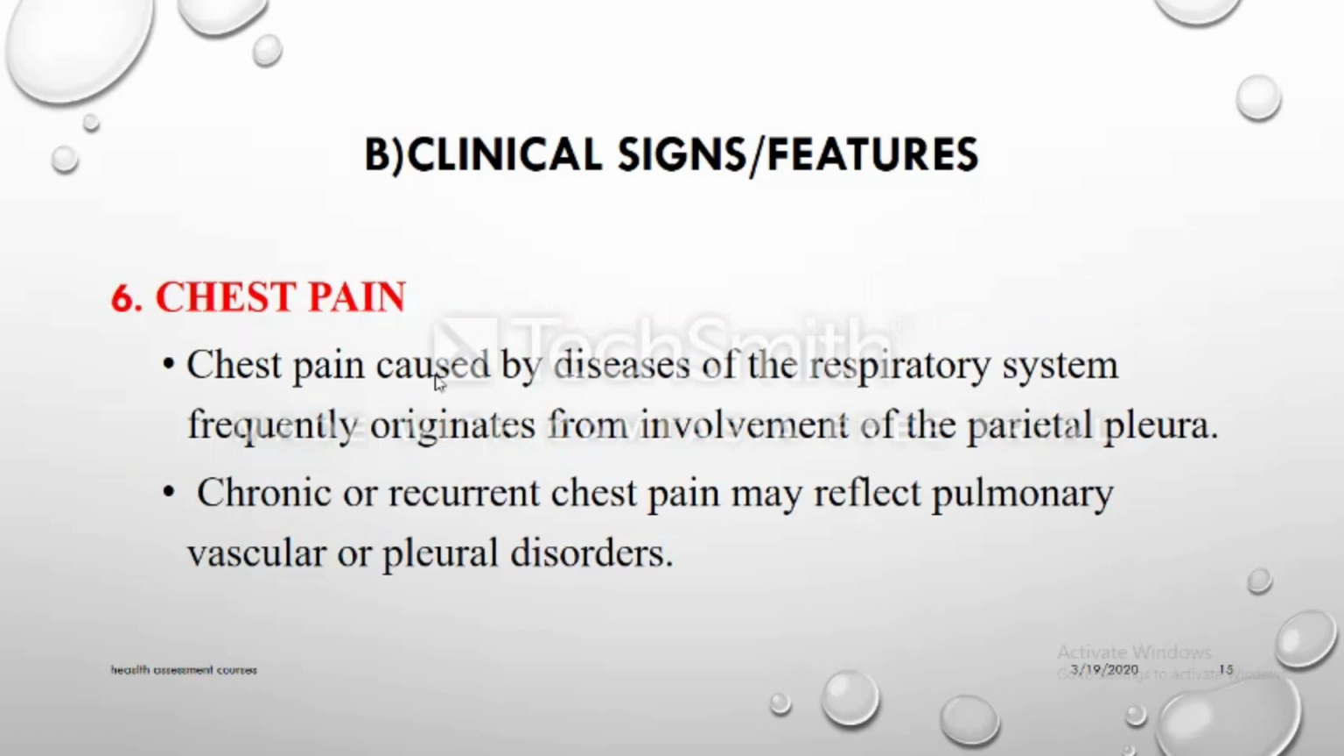6.1 of clinical signs and features is chest pain. This chest pain caused by diseases of the respiratory system frequently originates from involvement of the parietal pleura. Chronic or recurrent chest pain may reflect pulmonary vascular or pleural disorders.